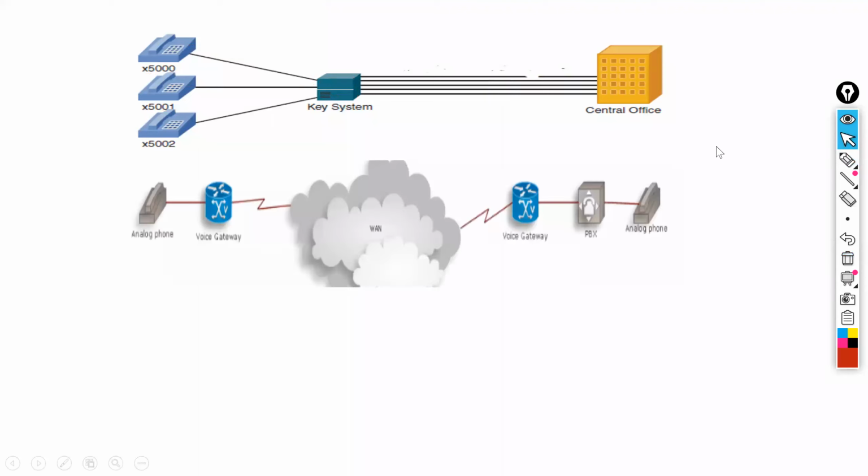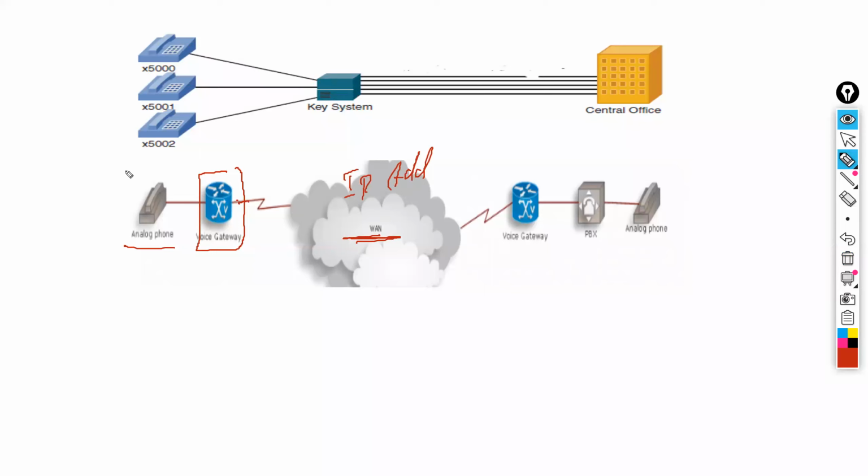After that, what happened? Now we are using IP-based communication. Now also we have the same analog phones. Analog phone means old phones. But now we are using a router here. Can you see this one? This is the router here, and between router to router, it's a WAN connection. WAN connection means what? IP address. In a WAN connection, we use IP address. The router uses IP address, right?